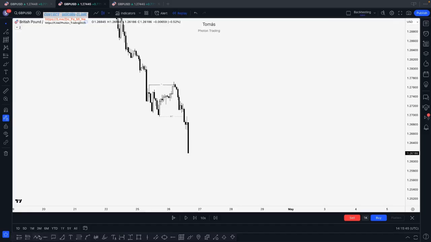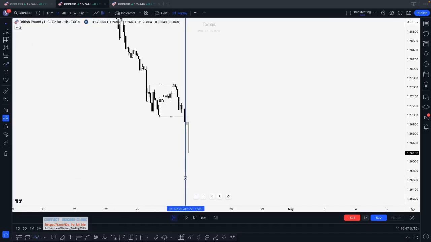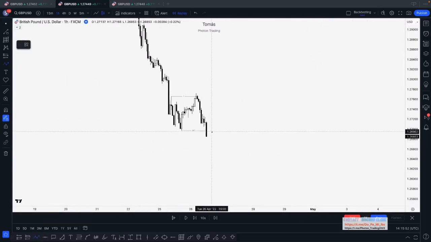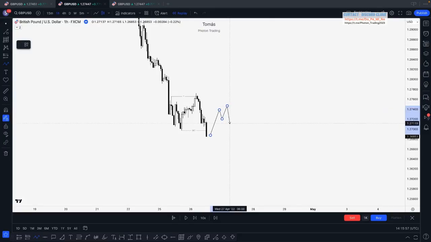So if price for some reason pushes up here, I then look to get involved on sales. Again, you can wait for more confirmation if you are not sure. There's always the possibility of waiting for more confirmation.